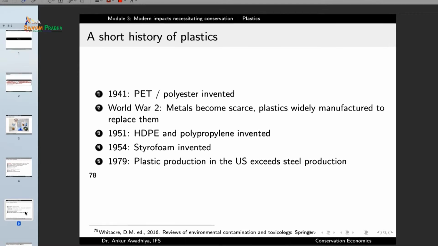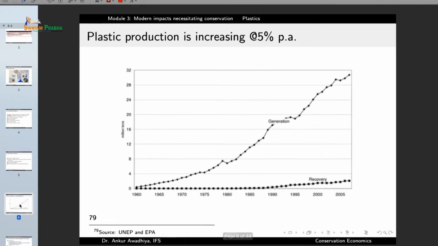In 1951, high-density polyethylene and polypropylene were invented. In 1954, styrofoam was invented. In 1979, the plastic production in the United States exceeded the steel production. So what we are seeing here is that the generation of plastics started and then it moved with a bang, and then very soon it started growing exponentially. So the plastic production currently is increasing at 5% per year, and we see that a large quantity of plastics, more than 30 million tons, is being produced every year.